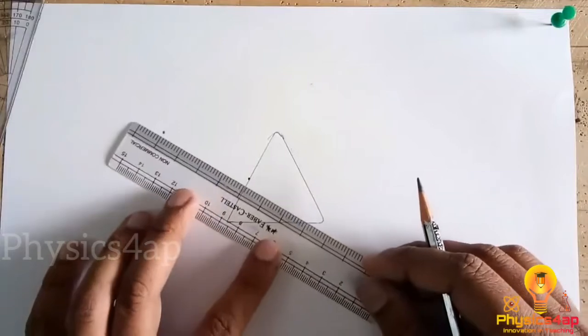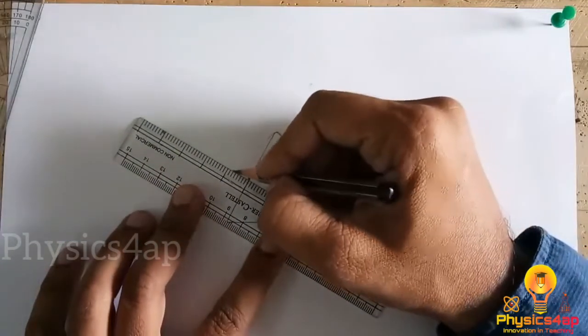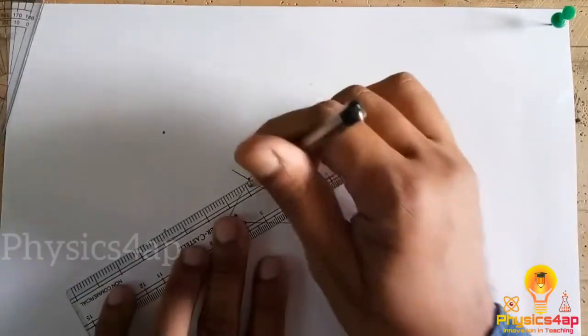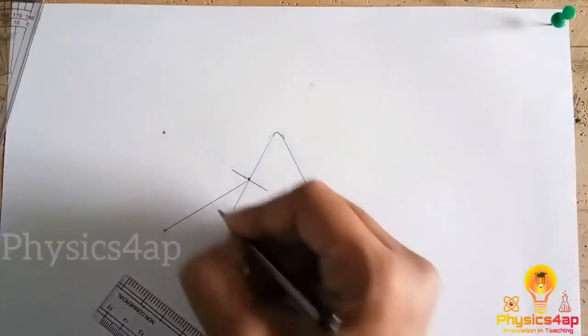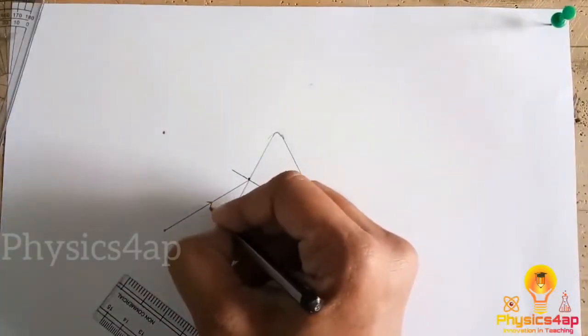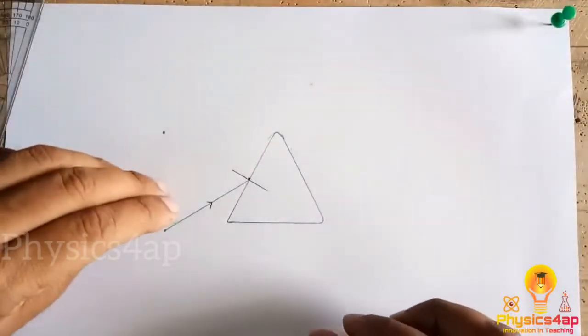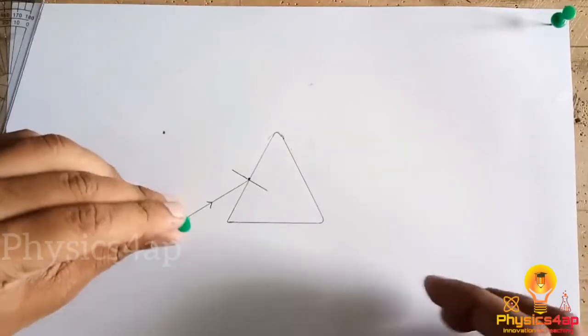Now this would be your normal, and this would be the angle of incidence, right? Okay. Now two pins you are supposed to fix over here on the incident ray.